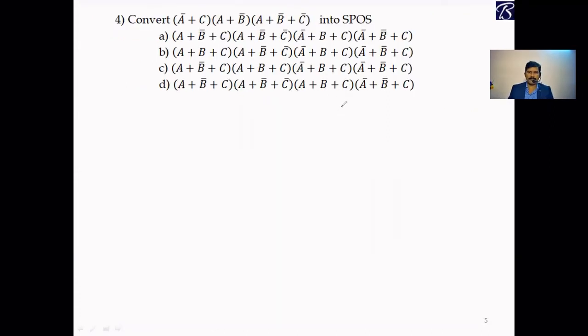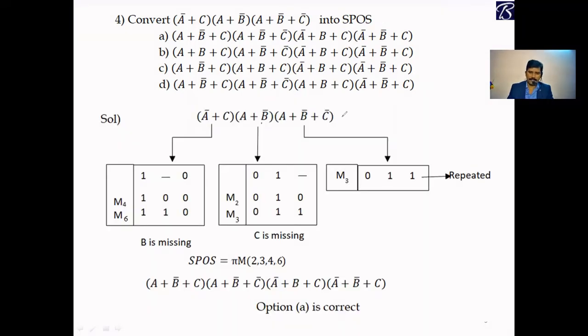Observe this example. Product of sums in which it is not standard POS. Now we need to convert this into standard POS. You can follow the second method. The first term B is missing, in the second term C is missing, that's all. So first write the given expression.